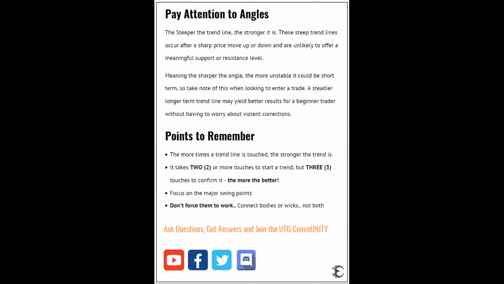Use your bodies or your wicks. Try not to combine both too much unless there were some really violent wicks to the upside and it came straight back down. Then you could potentially use your real body. Don't try and draw a bunch of lines and a bunch of stuff on your chart to confirm your own bias. Find a solution, find a strategy, stick to your strategy, and if it doesn't work out, then you move on to the next trade.